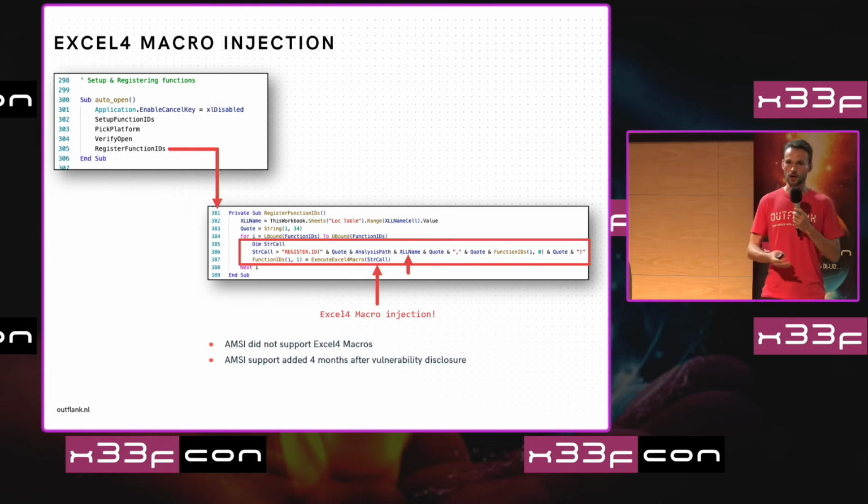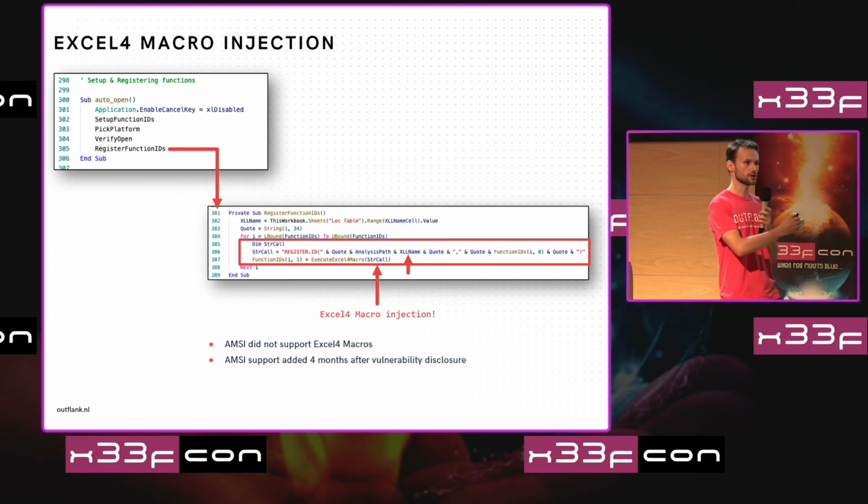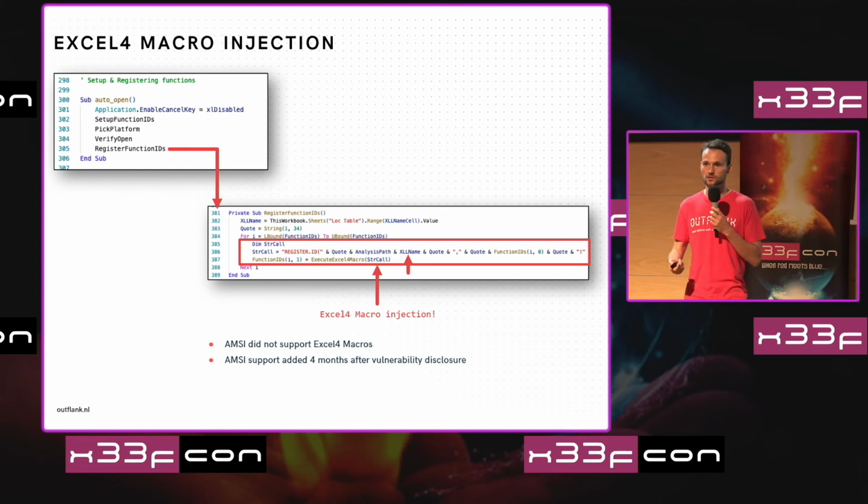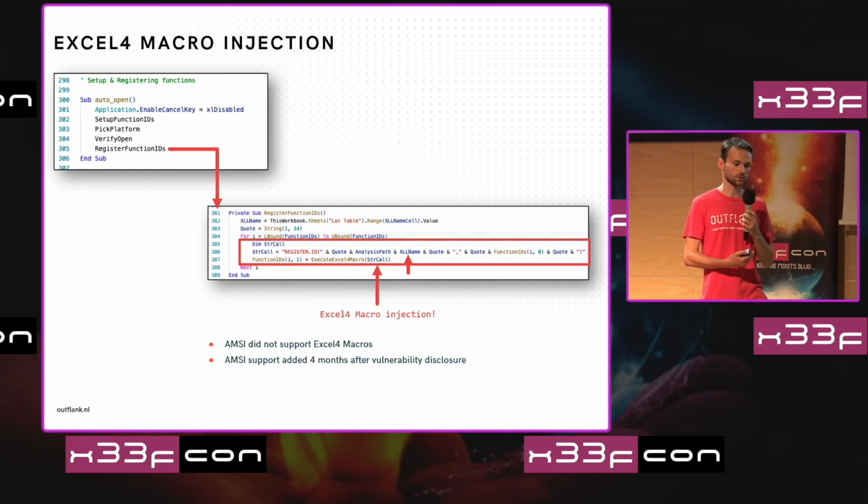This is a classic command injection. And an interesting one, because Excel4 macros at the time did not have any AMSI support. AMSI, the anti-malware scanning interface, is an interface for, for instance, AV and EDR vendors to hook into and try to detect malicious activity. So this is a stealthy way to continue our phishing.